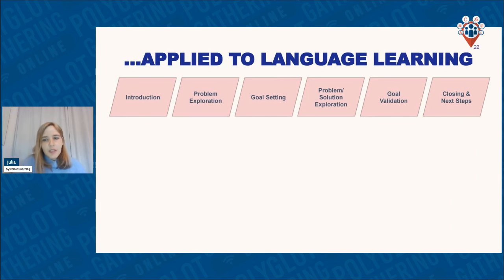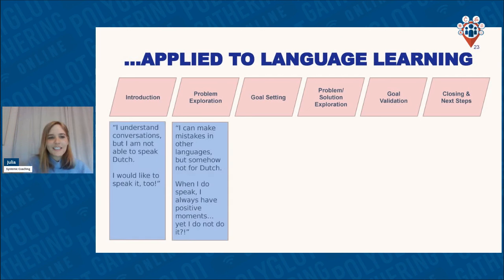Then next, I would like to give you an example about my own language learning journey, just to make it more understandable of how I applied it to myself without a coach. So then maybe you can also do it. It's an example from when I was learning Dutch. And I noticed that I was back then in the working environment. I was sent on a project in the Netherlands, and I understood most conversations, but I was not able to speak it. And I wanted to speak it too, of course.